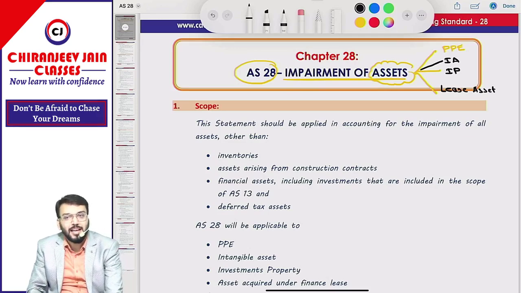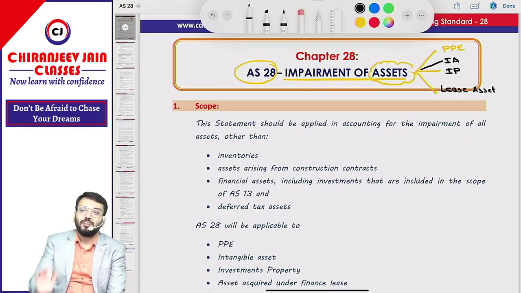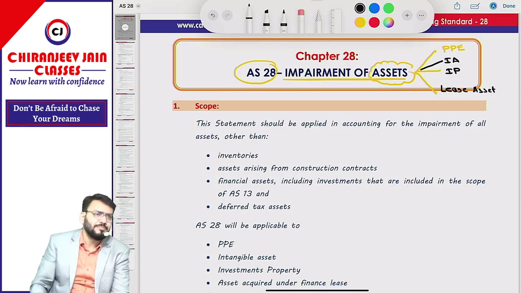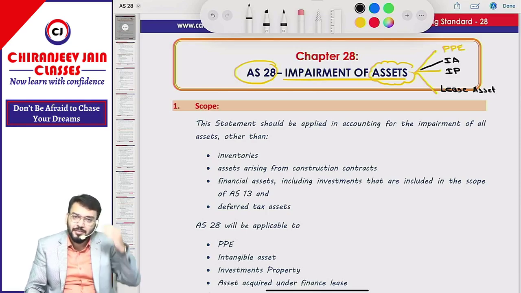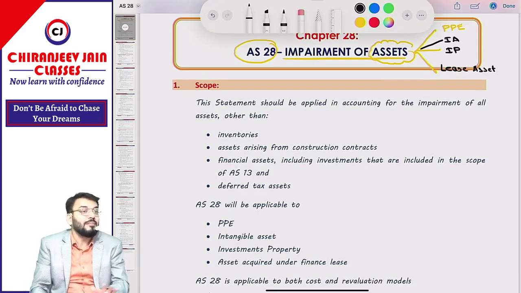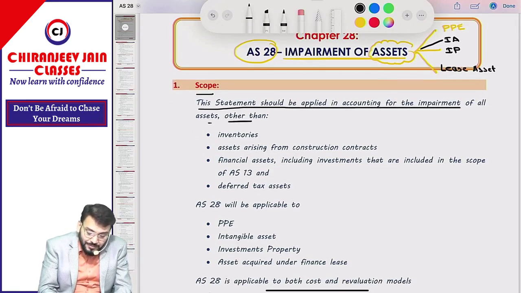Apart from these, all other assets are assets but not covered in this chapter. Inventory is not covered. Inventory impairment we have done in AS2 only, that is cost price or NRV, whichever is lower. That was already impaired. So apart from these assets, no other asset will be covered in this chapter. What is the scope? These statements should be applied in accounting for impairment of all assets other than inventory.